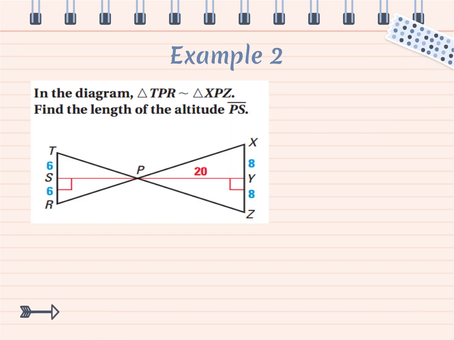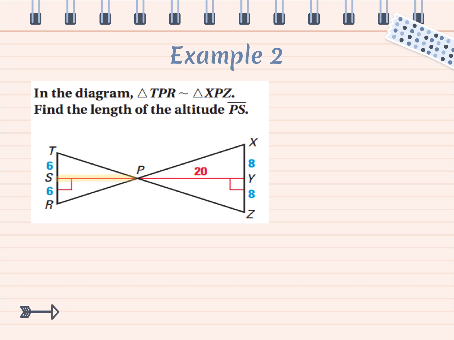All right, so looking at this example, it says in the diagram, triangle TPR is similar to triangle XPZ. Find the length of the altitude for PS. So if we're not sure what the altitude is, we kind of covered that last semester. This is my altitude highlighted in yellow. And I need to find the altitude. So first I'm going to have to find the scale factor.